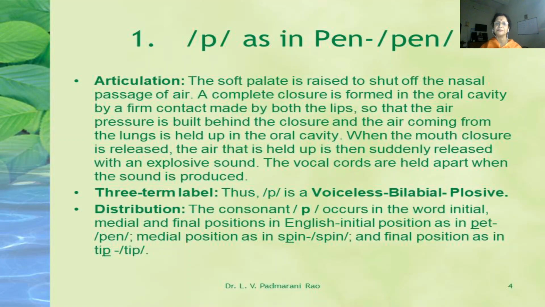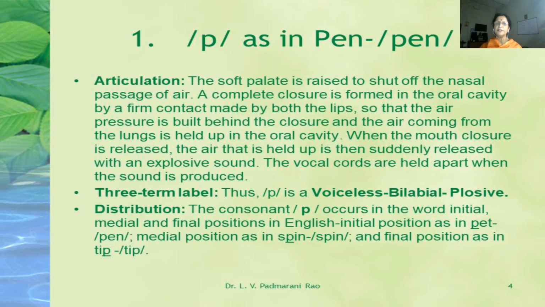When the mouth closure is released, that is, when the active articulator, the lower lip, gets separated from the passive articulator, that is the upper lip, the air that is held up and compressed in the oral cavity is suddenly released with an explosive sound. Hence, it is called a plosive. The vocal cords are held apart when the sound is produced.